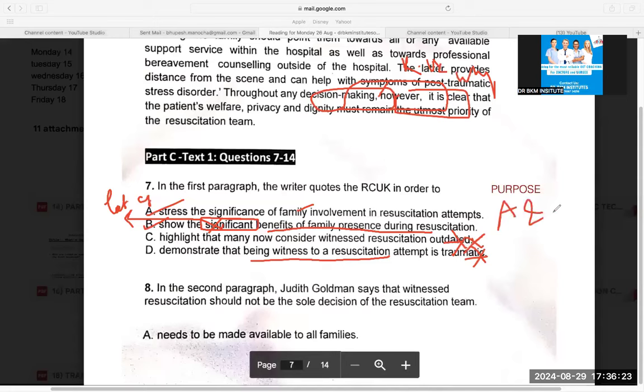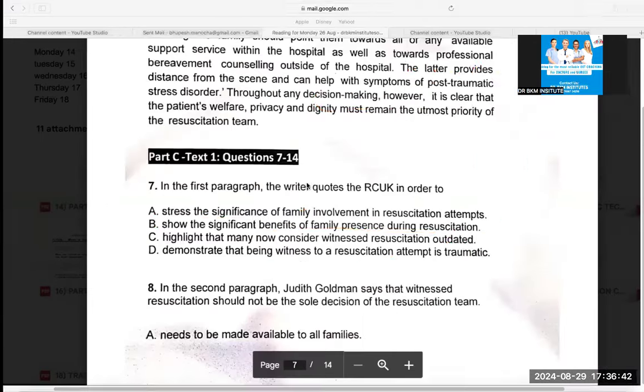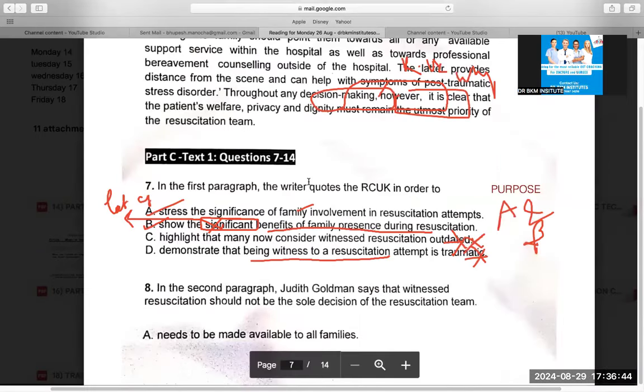Now in the exam, obviously, I don't know whether to choose A or B. But yes, if I understand, then maybe I can understand they are stressing the significance of family involvement, that family should be present. So according to me, the answer should be A, but you can let me know the answer. I would like to know the answer, A or B. If B is the answer, then I have to find the words significant benefits, but I don't think anything like significant benefit is given. So this is why I'm saying it is so important to know degrees.